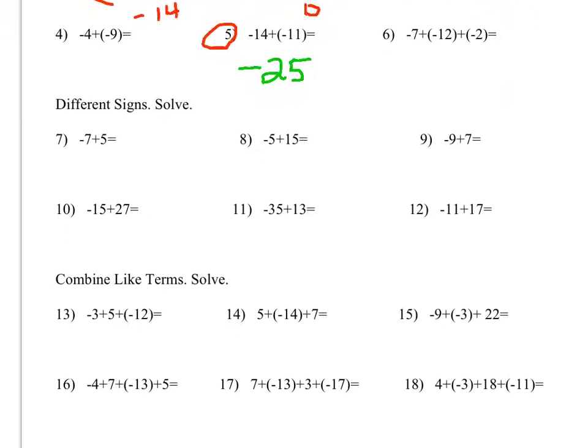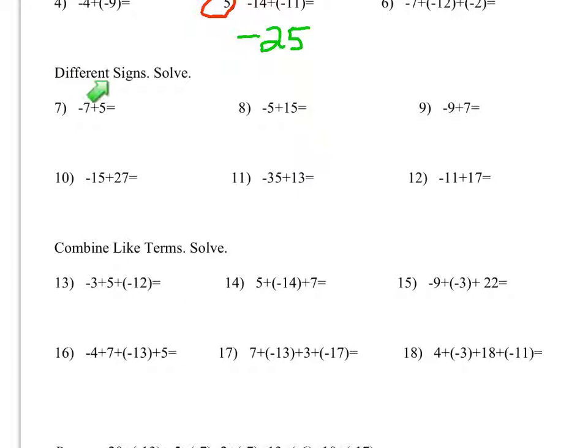Scrolling down, when we have different signs in the next section, the general rule is if they're different signs, you'll find their difference and keep the sign of the bigger number. Now, bigger is where I don't like it as a math teacher when we use that, so keep in mind that that's kind of a trick. If you want to use the number line concept, it's a little more accurate. But if I'm looking at number 8, negative 5 and then adding 15, the difference in 5 and 15 is 10, and 15 is further from 0, making it the larger value, and it's positive. So the answer to 8 is 10.